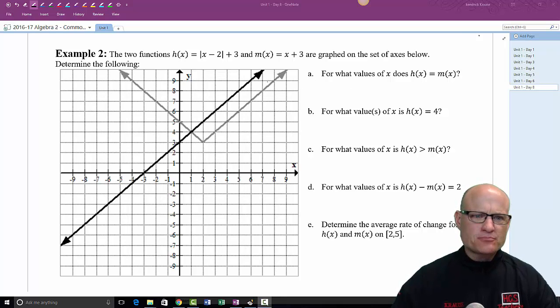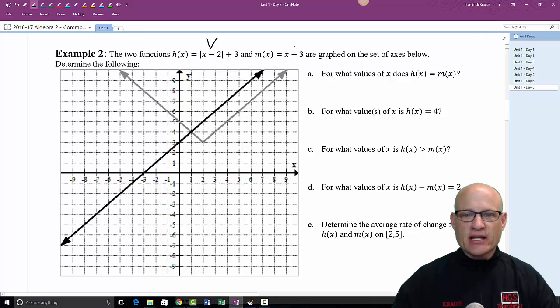I can't tell. So it looks like we have an absolute value function, and you should know that an absolute value function looks like a V, and a linear function is just a line. So, okay, we can tell which one's which. So let's label those. This is h of x, because it's going to be important you understand which one's h of x, and which one is m of x.